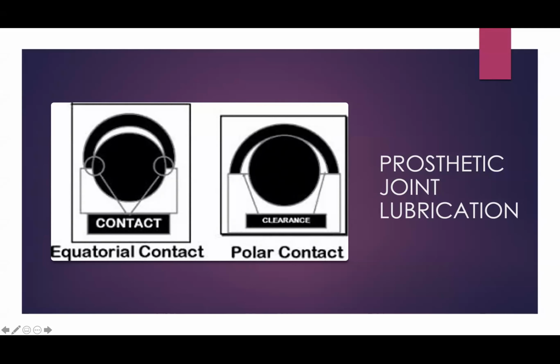So equatorial contact is where the head is too big, so you get fluid lockout. You're not going to get a fluid film. Polar contact is basically where it's too small, so you're going to get just loading here, point contact, and you won't get a fluid film.